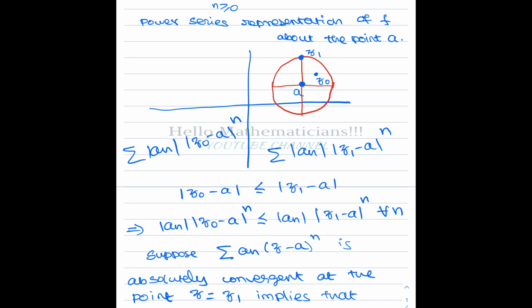Now suppose the same power series diverges at this point z1. Then you take some point outside here. Suppose I take a point z2 which is staying further away from a. If you consider this z2, and I assume at z1 the series is divergent, then at z2 the series is also divergent. The same argument, the same comparison test, we can use.